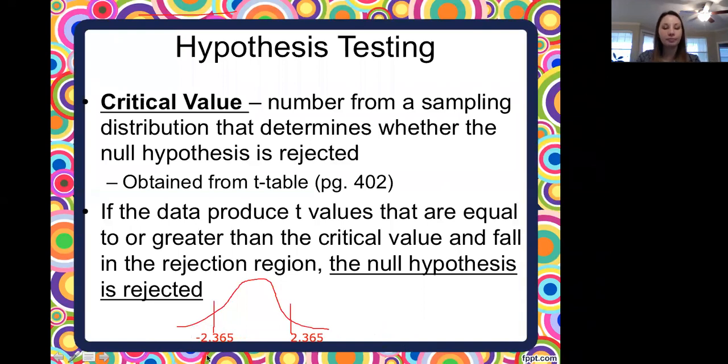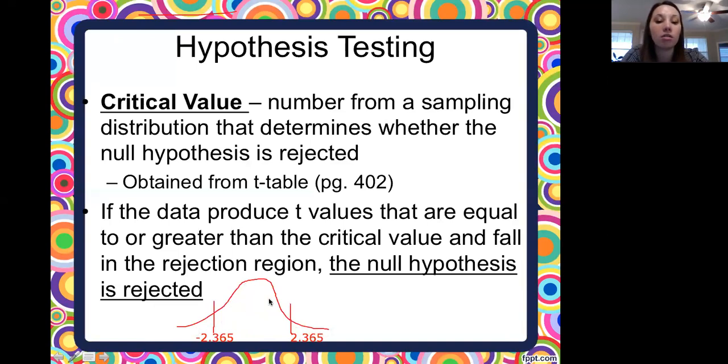For our example, if we get a result that is in this region here, we reject the null hypothesis. So if we get a result that is -3, that falls in this region here, so we're going to reject the null hypothesis. If we get a result that is 4.2, that falls over here, we're going to reject the null hypothesis.